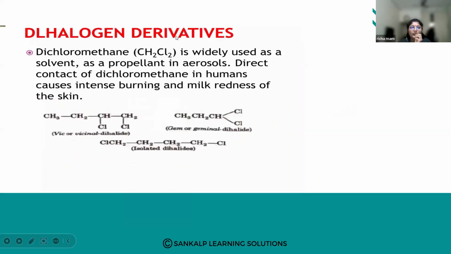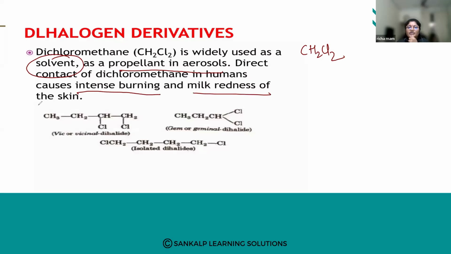Next we are going to see some dihalogen derivatives. There is a dihalogen derivative, dichloromethane, that is CH2Cl2. It is used as a solvent and as a propellant in aerosols. Direct contact of dichloromethane with humans causes intense burning and mild redness of the skin. So if you come in direct contact with dichloromethane, it is very dangerous. It causes intense burning and redness in the skin.